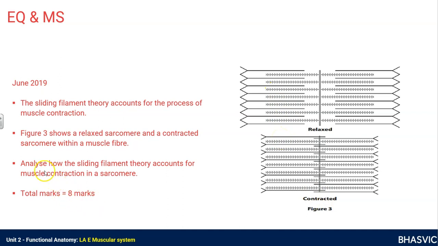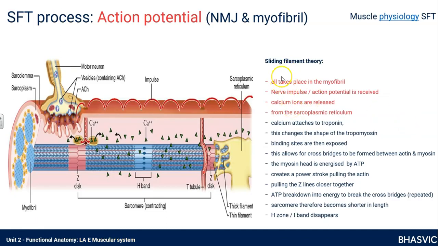It wants you to analyse how the sliding filament theory accounts for muscle contraction in a sarcomere. So essentially, in detail, what happens to go from here to here in this contracted state. I've used this mark scheme in my description of the process of the sliding filament theory. This is the mark scheme on the right, and I'm just going to refer in this slide to the first few red bits of factual information on the mark scheme.